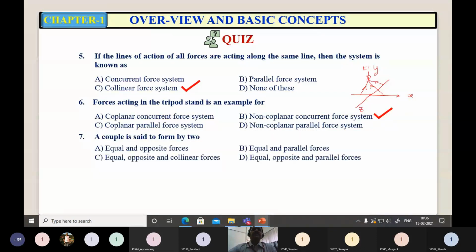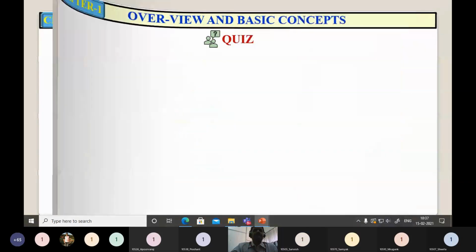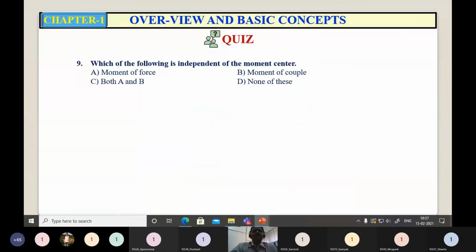Now a couple is said to be formed by 2 equal, opposite and parallel forces. The effect of a couple on the body is to produce rotation, right? Then which of the following is independent of the moment center? Option B, moment of couple. So it is independent of the moment center, whereas the moment of force depends on the moment center.